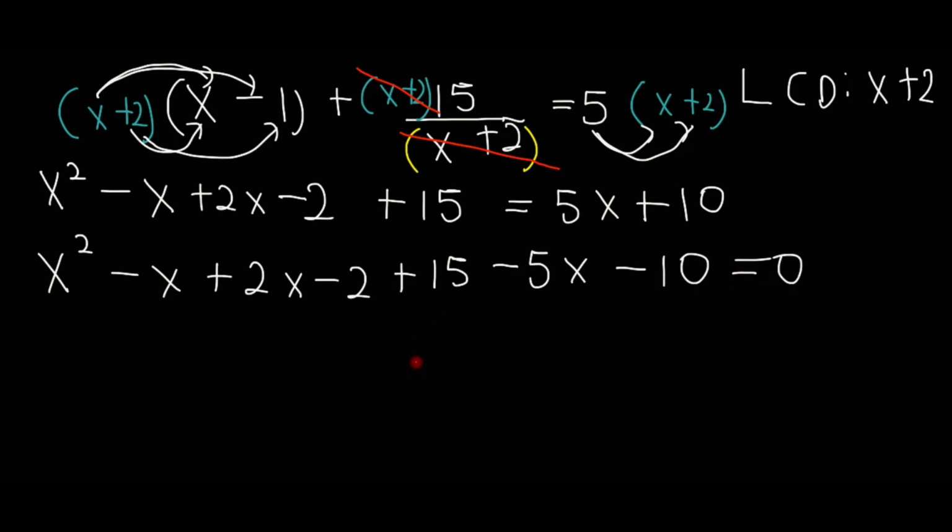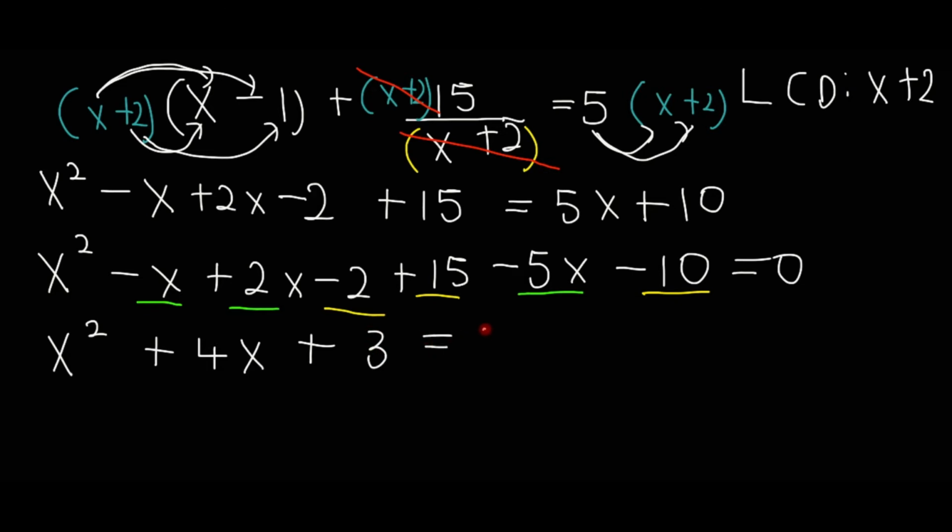So from there we group the like terms: minus x, 2x, and then minus 5x. So minus x plus 2x is x, and then x minus 5x is minus 4x. So we write x squared, because it's 1, and then minus 4x. And then as for the constants, minus 2 plus 15 minus 10 is positive 3, and then it is equal to 0.